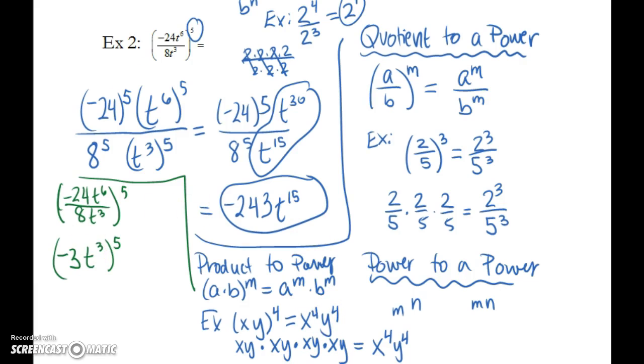So let's use that property here in our green example. We've already divided. Now we can distribute this power in. So we get negative 3 to the 5th times t to the 3rd to the 5th. And if we multiply this out, this becomes negative 243. And a power raised to a power, we saw earlier, we multiply our exponents together. So we get the same answer regardless of which way we choose to go.